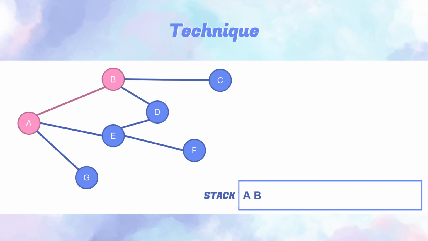Again, we can choose any neighboring node from B. I'm going to choose C, also add it to the stack. At this point, we hit a dead end. There is nowhere else to visit. We have gone as deep as we can in this path, so we will backtrack up to the previous parent node.